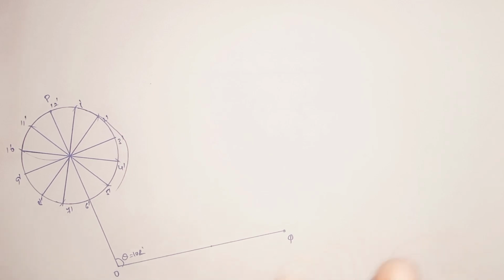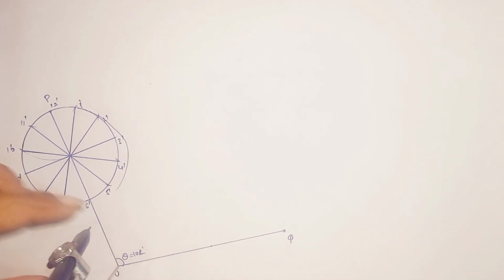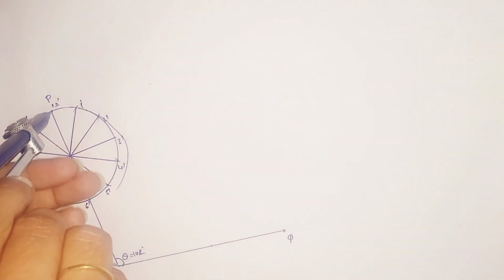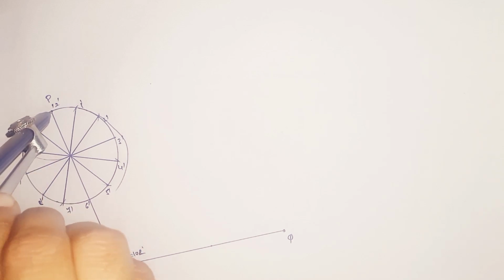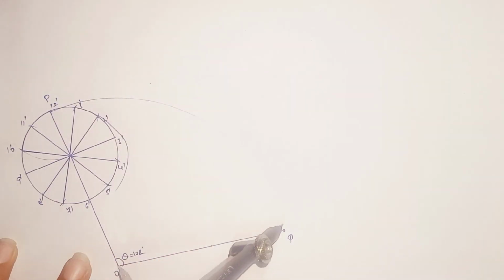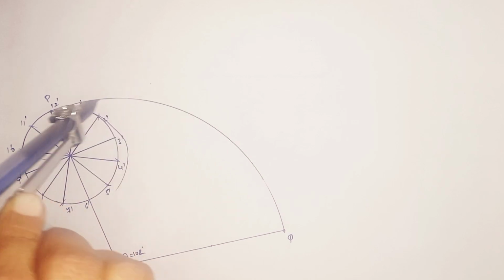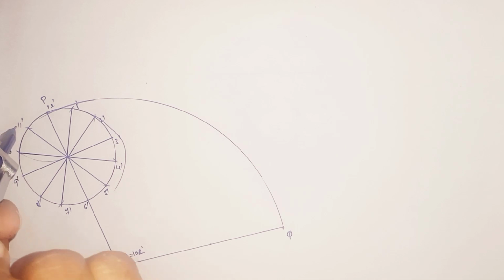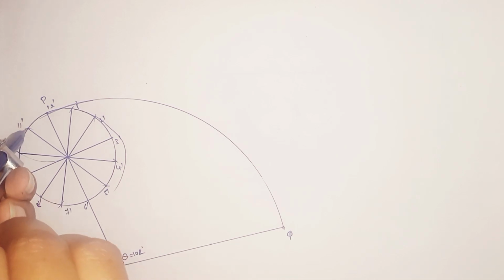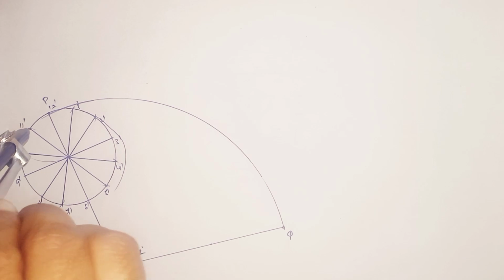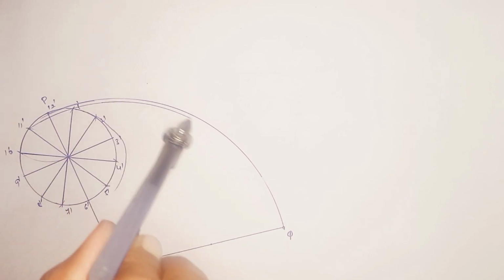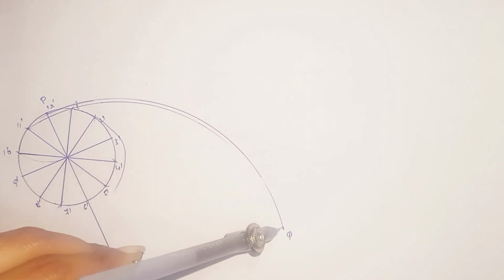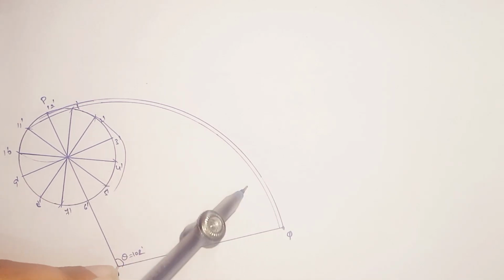Now take the compass. O as a center, P as a radius, that is 12 prime, draw an arc. You're going to touch the Q point. Similarly, O as a center, 11 prime as a radius, and it is going to touch the 1 prime point through the directing circle, that is the Q point.